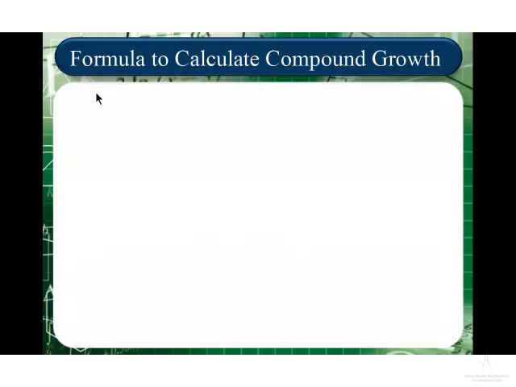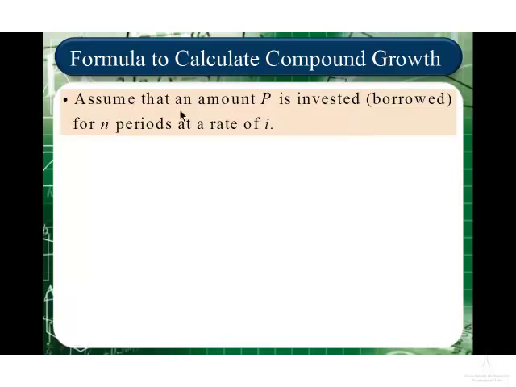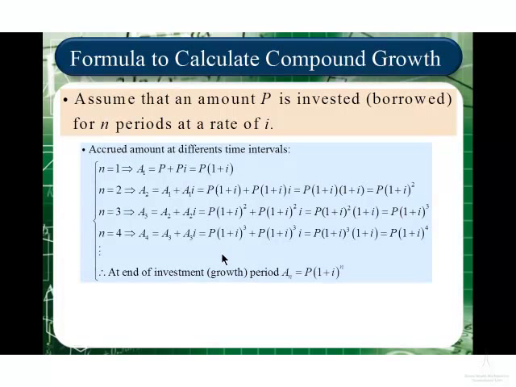We will now show how one can generate a formula to calculate growth as a result of compound interest. Let's assume that an amount P, principal amount P, is invested or borrowed for n interest periods at a rate of I, in decimal form of course. Then this will represent the growth of that principal amount P over n interest periods, where n assumes the value 1, 2, 3 and so on.